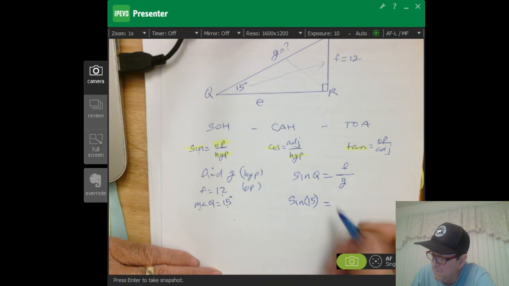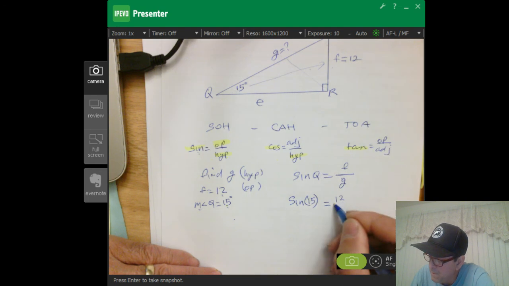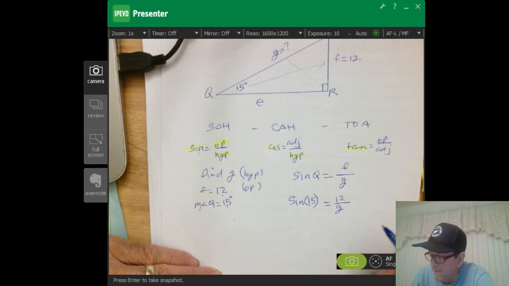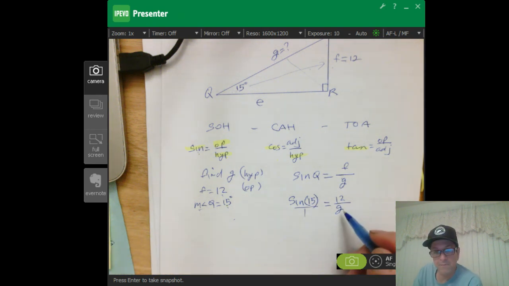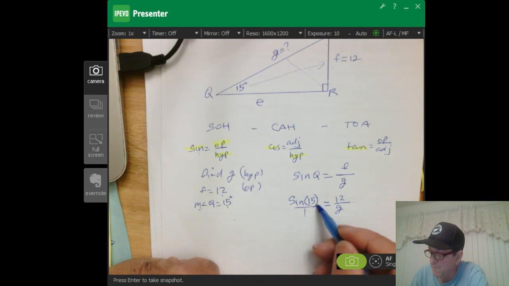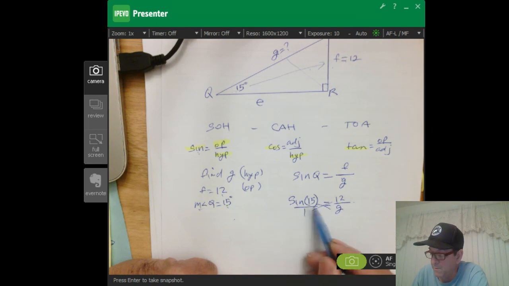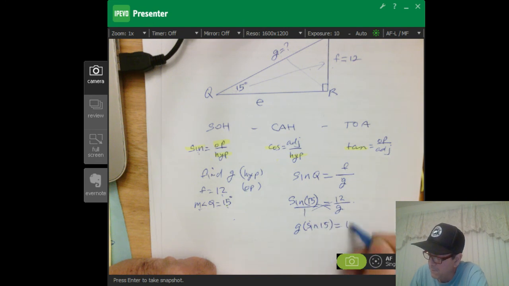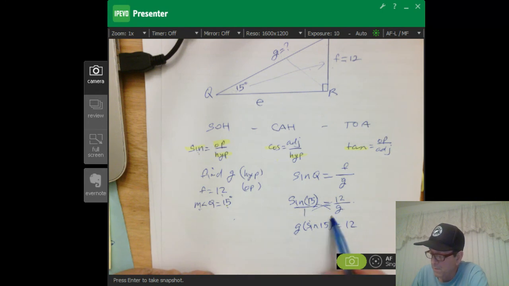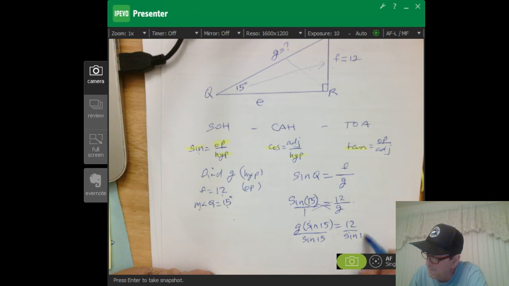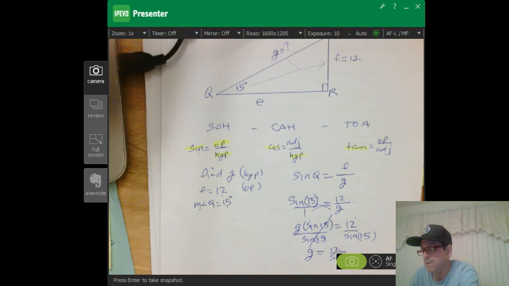So the sine of Q is 15 degrees. F is 12. And we don't know what G is, so we're going to leave that there. We do this the same way, but because the variable is in the denominator, it's slightly more involved. So we're going to cross multiply here. I added the 1 underneath here, and we cross multiply, and we get G times the sine of 15 equals 12. We're still trying to get G by itself, so we want to cancel that out. The way we can do that is by dividing both sides by sine of 15. That'll cancel. We're left with G equals 12 over the sine of 15.